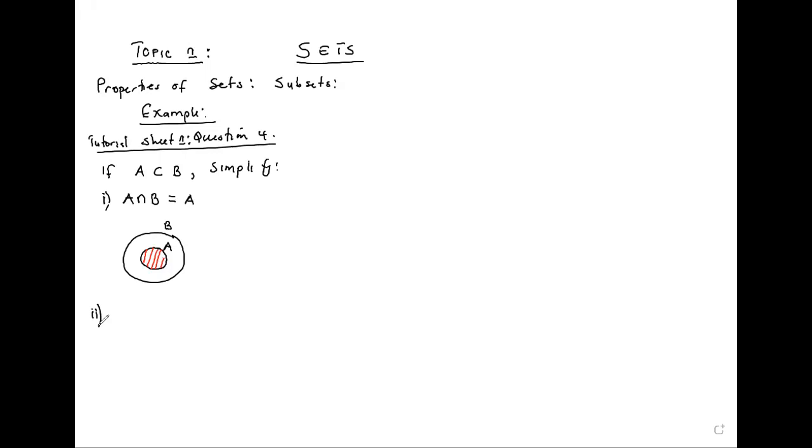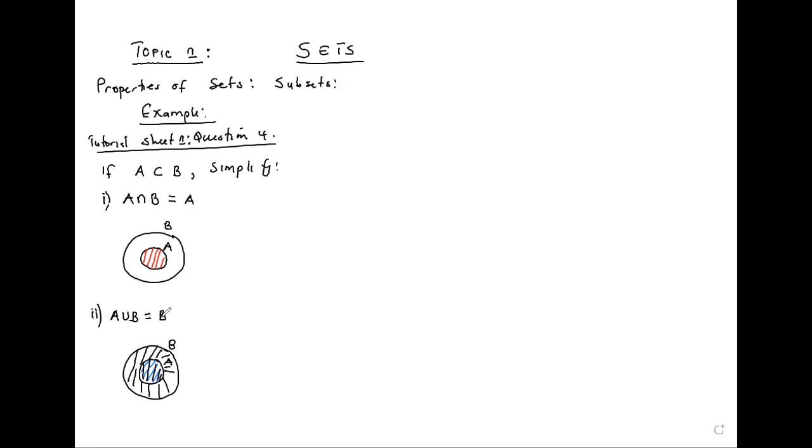Second, A union B. Again, you have B, then you have A. Then you want to do A union B. So A union B, you have a set A plus what is in B. Now B includes A. So at the end of it, you just have the whole set B being shaded. So the union is going to be B.